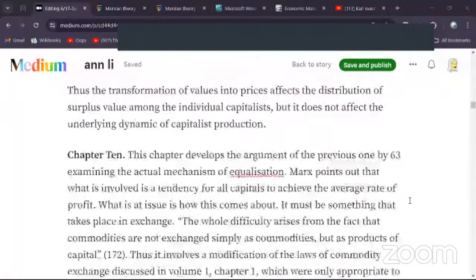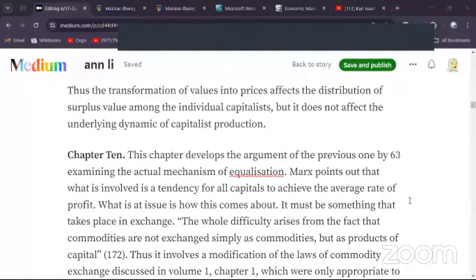Finally, chapter 10. This chapter develops the argument of the previous one by examining the actual mechanism of equalization. It's sort of a fake argument in the sense that at no one moment is anything equalized, but this is an equilibrium argument that Marx doesn't quite get to. He's trying to get there, but with calculus he probably would have gotten there.